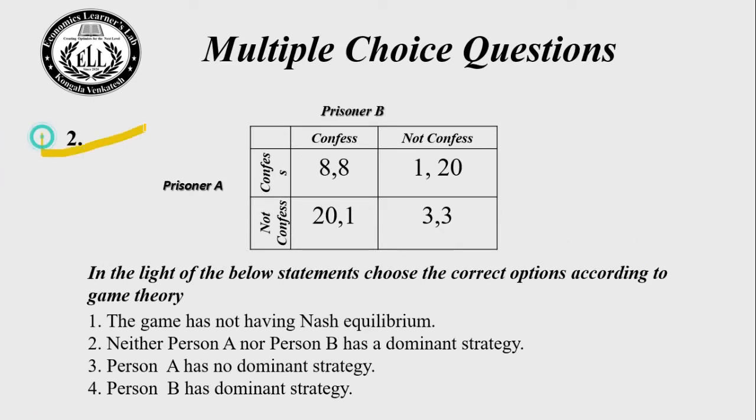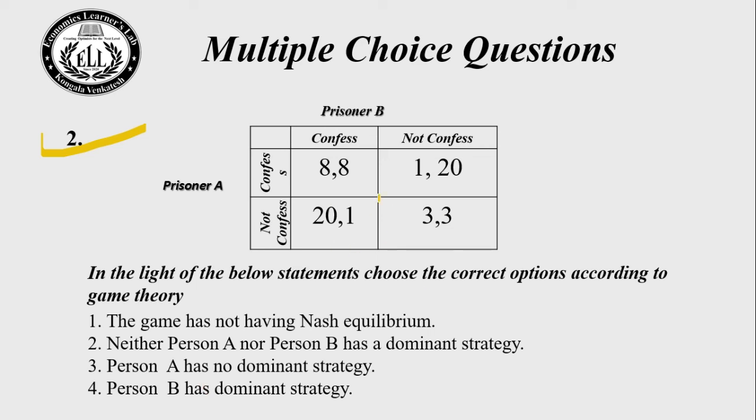Question number 2. According to this payoff matrix of prisoner A and prisoner B, in the light of the statements below, choose the correct option according to game theory. Choice 1. The game does not have a Nash equilibrium. Choice 2. Neither person A nor person B has a dominant strategy. Choice 3. Person A has no dominant strategy. Choice 4. Prisoner B has a dominant strategy.